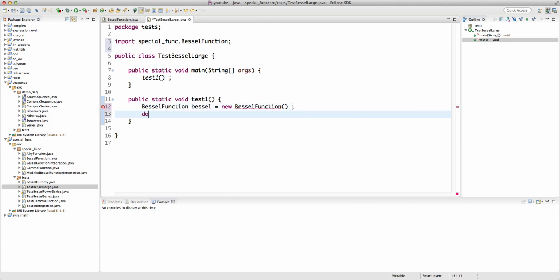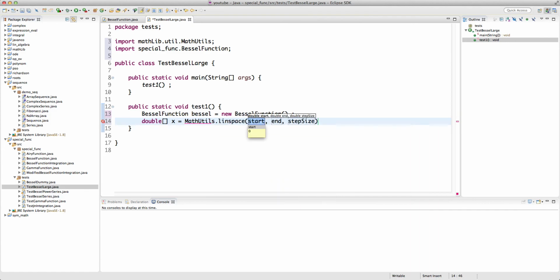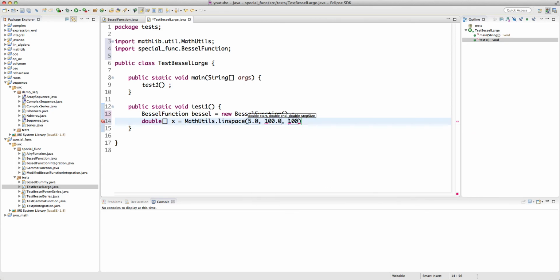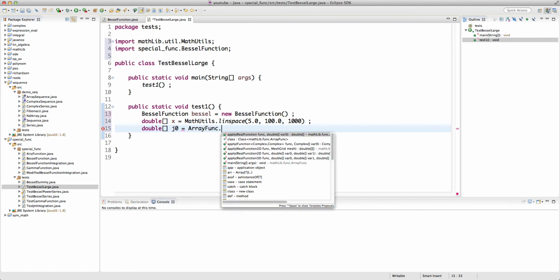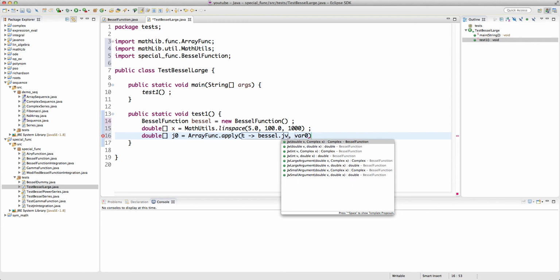All right, and then I'm going to create an array of x values, double x, mathUtil dot linear space. We said that the approximation for large x is valid for x greater than 2. Let's go from 5, for example, to 100 with 1000 terms. All right, and then double J0, for example, array func dot apply t goes to Bessel dot j nu large.